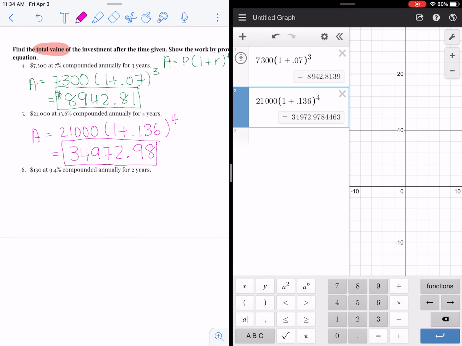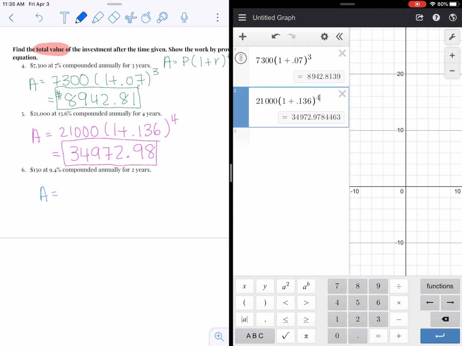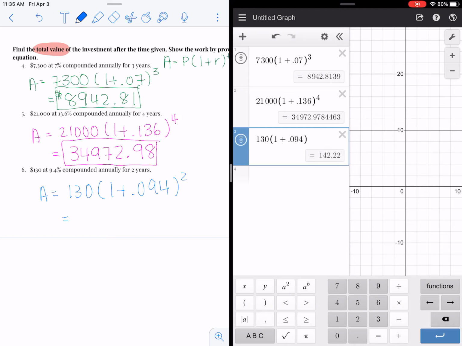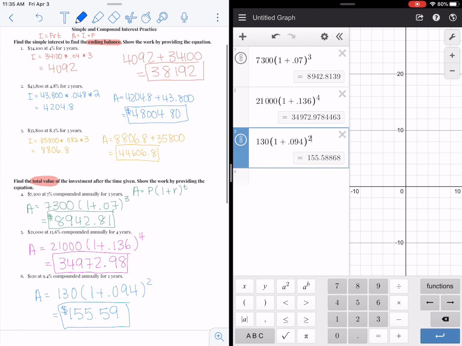Number 6, $130 at 9.4% compounded annually for 2 years. So we have A again equals 130, the principal, 1 plus 0.094 to the second power. Go over to our calculator, 130 parentheses 1 plus 0.094 to the second power should give you $155.59 rounded. So those are the answers for numbers 1 through 6 for our practice today.